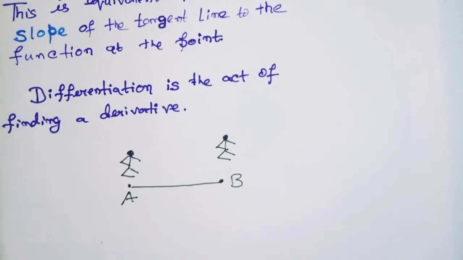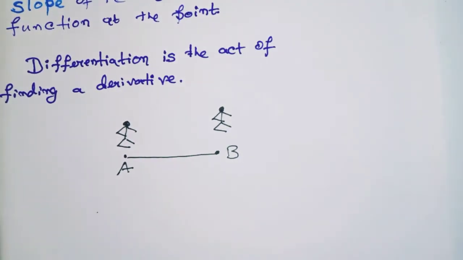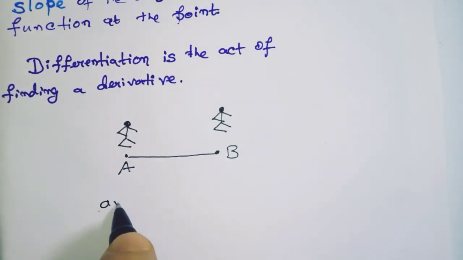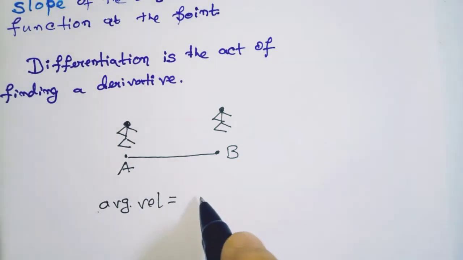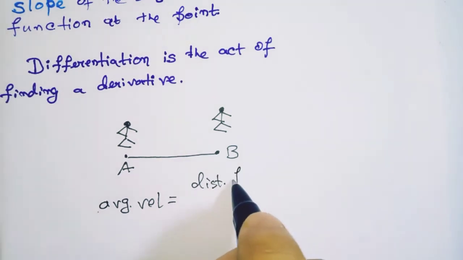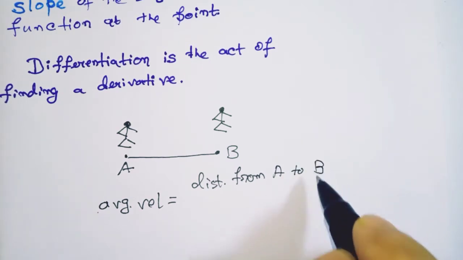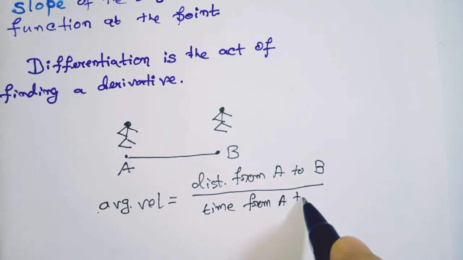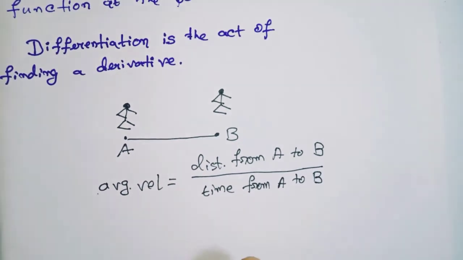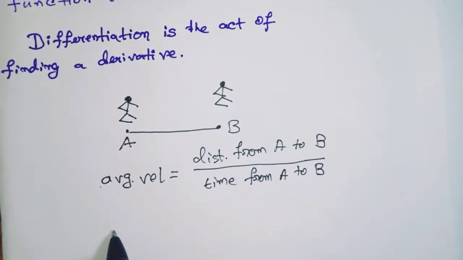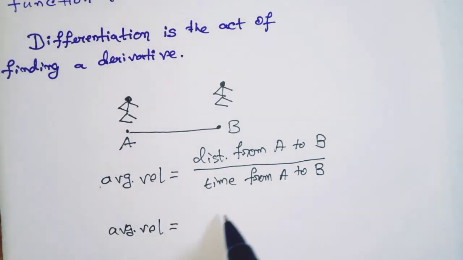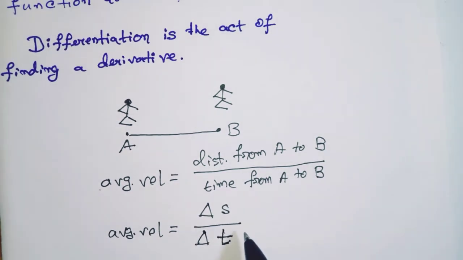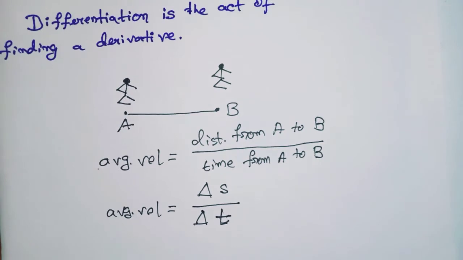Now, can we calculate the average velocity? Definitely. Average velocity is the distance from point A to point B, whole divided by the time that is required to get from A to B. We can denote it by the change in distance, delta S, and the change in time, delta T. So this is how we can find out the average velocity, which by far we know. This is what is called finding an average velocity.